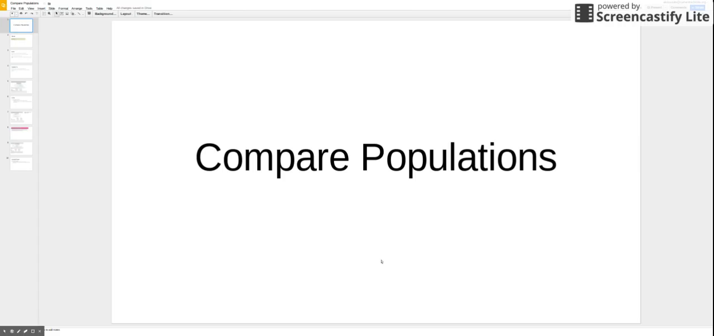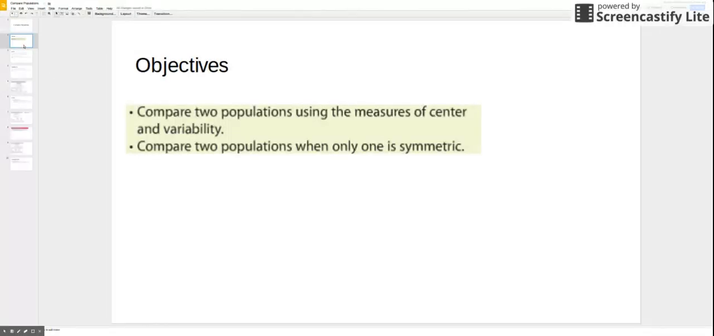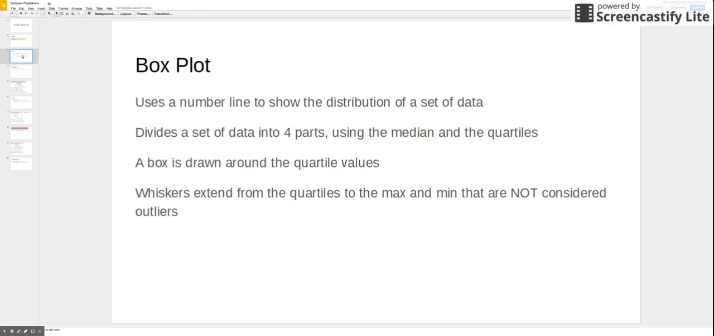Hi there, in this video you're going to learn about how to compare populations. Your objectives for today are to compare two populations using the measures of center and variability, and to compare two populations when only one is symmetric. Let's start with what a box plot is.